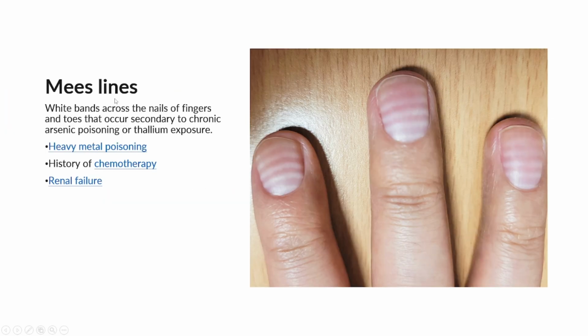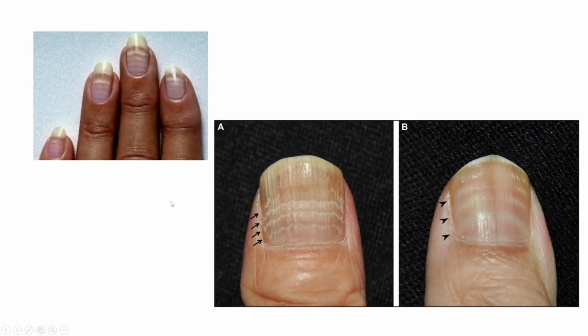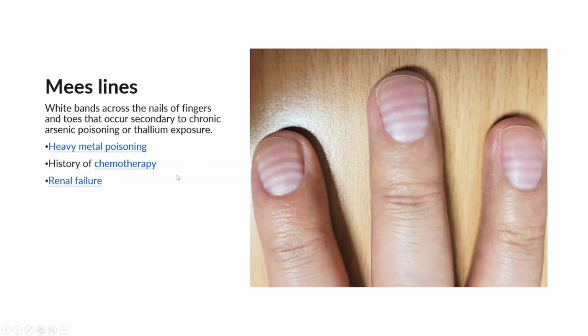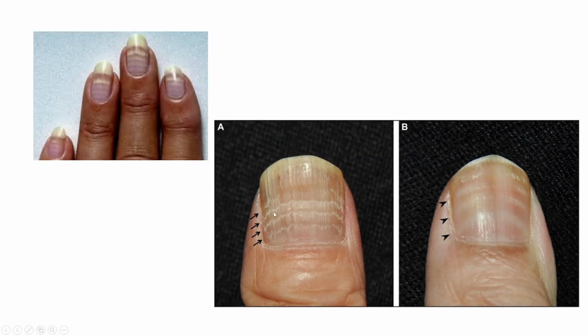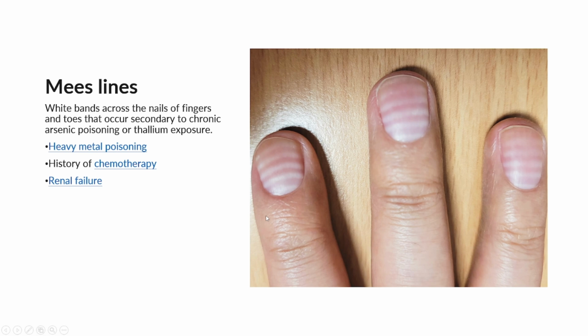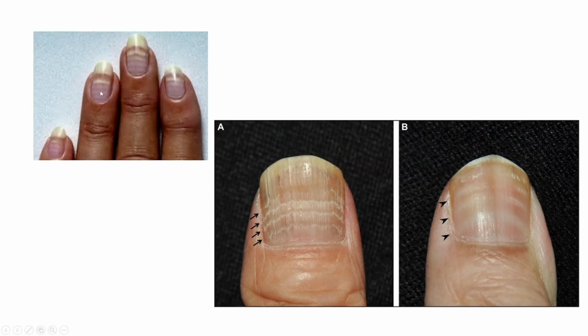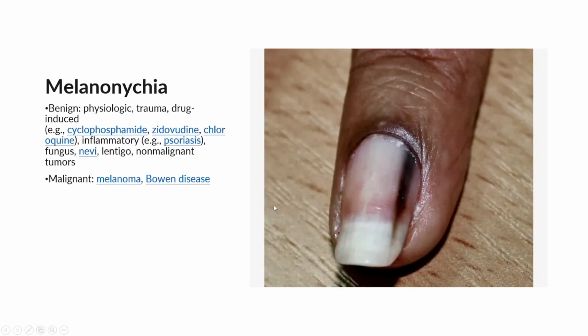Then we will move to Mees lines. We will have some white lines across the fingers. It can be caused by heavy metal poisoning, history of chemotherapy, or renal failure. So metal poisoning, chemotherapy, renal failure. There are some other pictures of the Mees sign. This is a very good picture. Also this one, Mees lines.